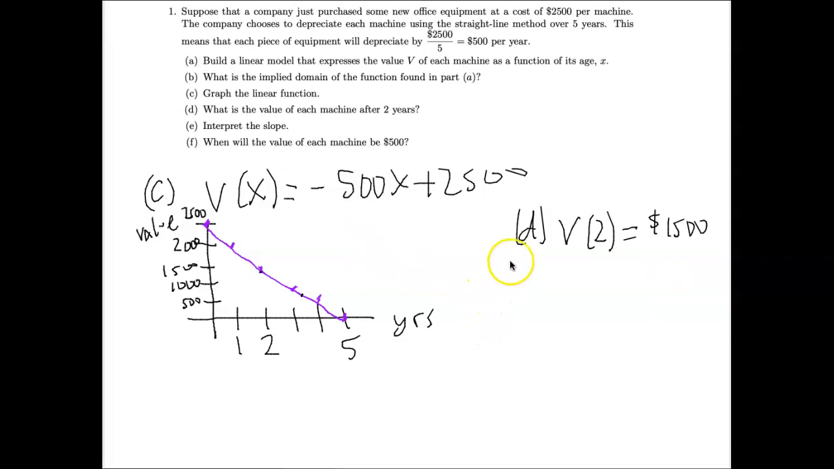What we could have done too is literally go v of 2 is negative 500 times 2 plus 2,500. And we would have gotten the same answer of 1,500.